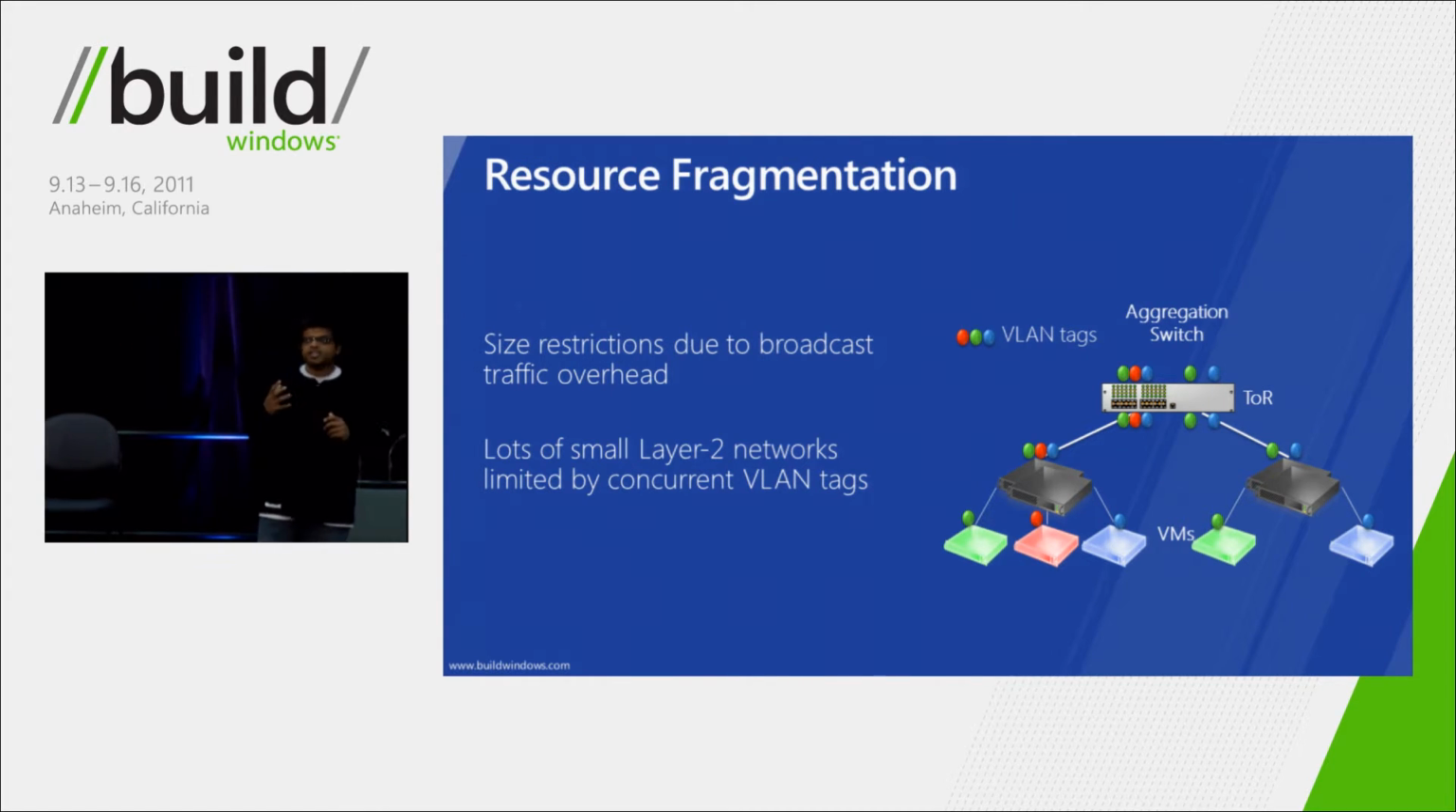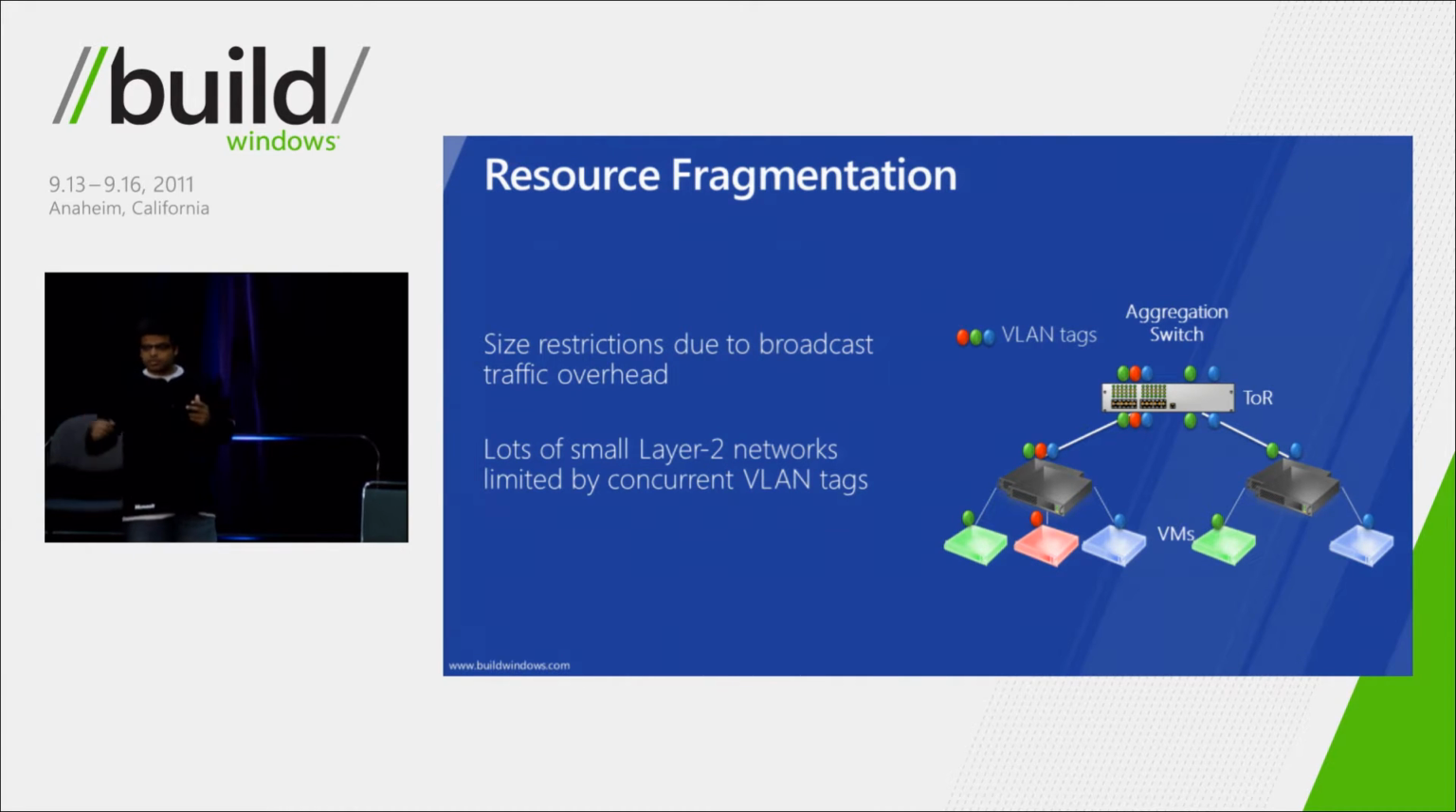Now, how many such networks can you have? Theoretically, this is limited by the size of the VLAN ID, which is a 12-bit identifier. So that gives you about 4K tags that you can use. Now, if you try to use all of these tags concurrently, then the actual usable number of tags is dependent on the switch capability, right?